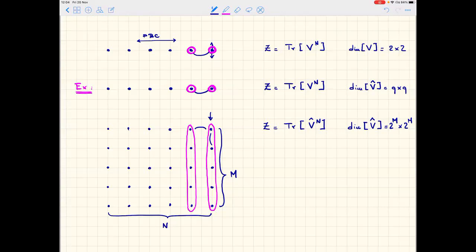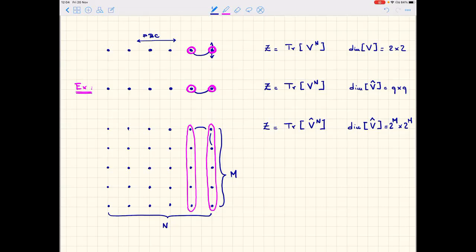Yes, well, that's not complicated, because I always have to sum over all the indices, right? So what I'm trying to say is the following.